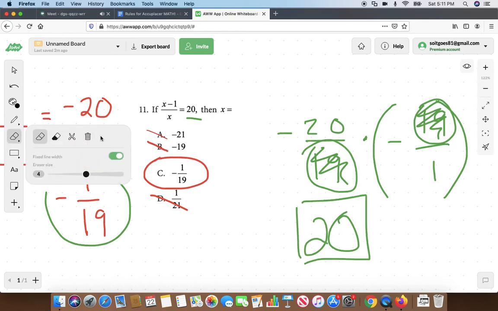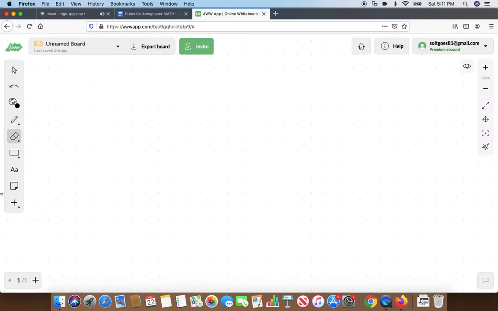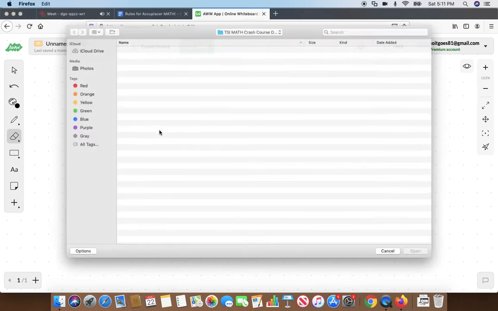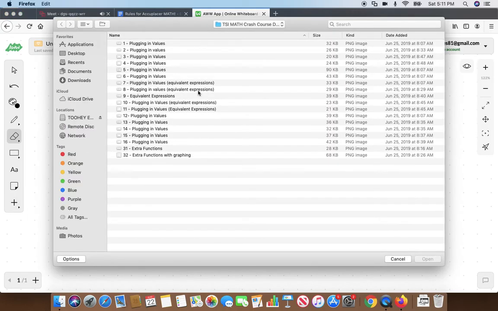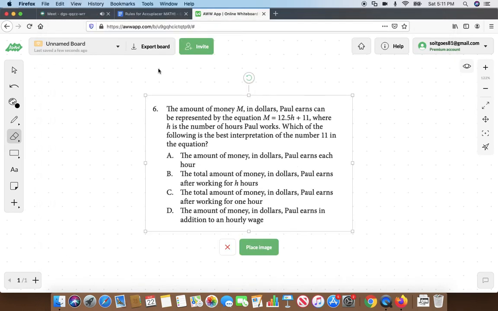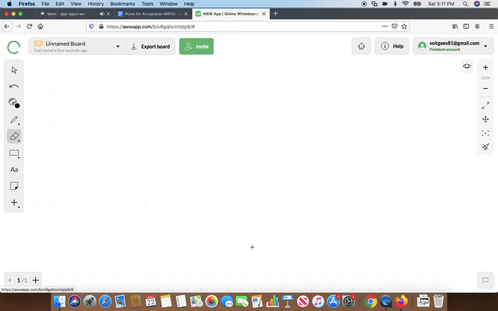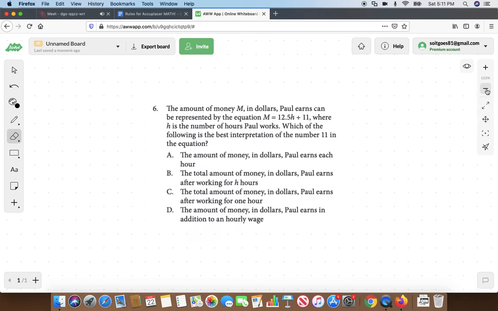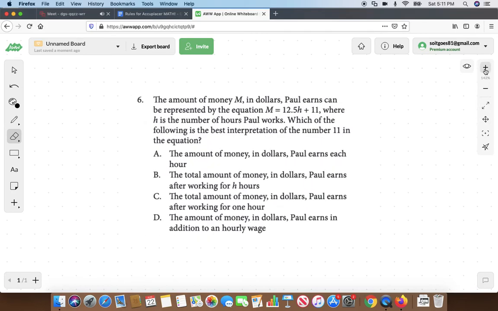Okay, let's do some more. Interesting. Go and read number 6 for us, please. The amount of money, M in dollars, Paul earns can be represented by the equation M equals 12.5H plus 11, where H is the number of hours Paul works. Which of the following is the best interpretation of the number 11 in the equation?